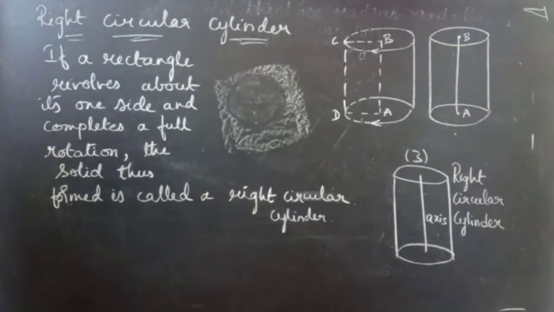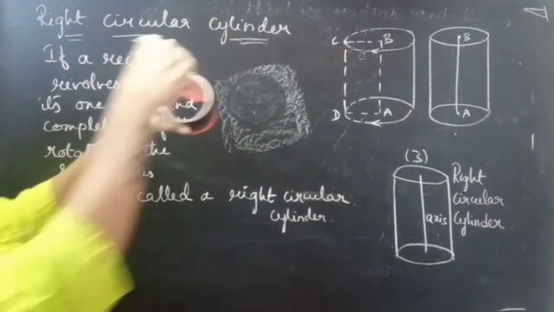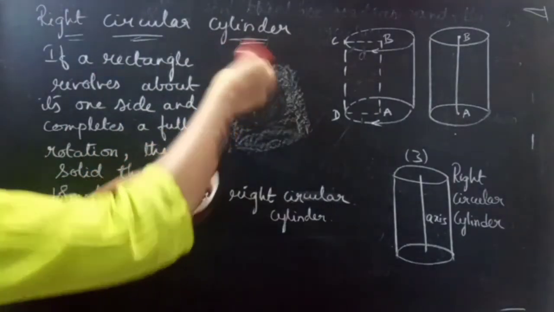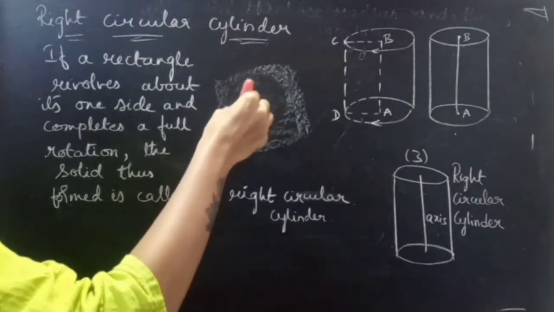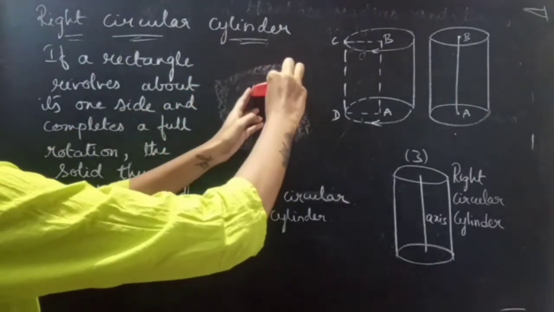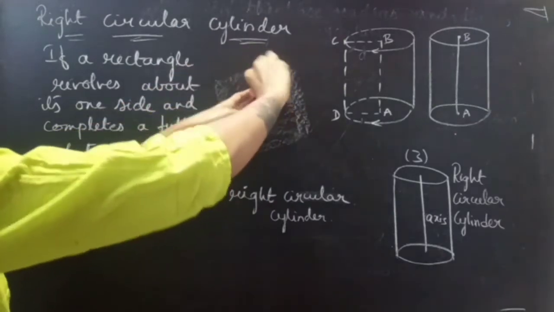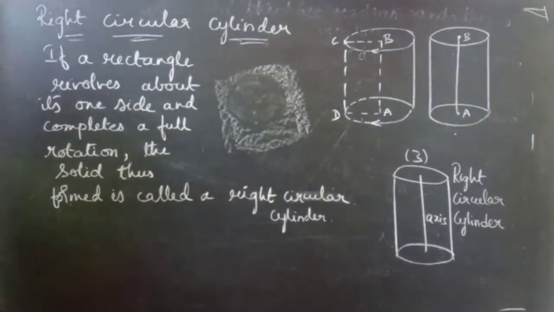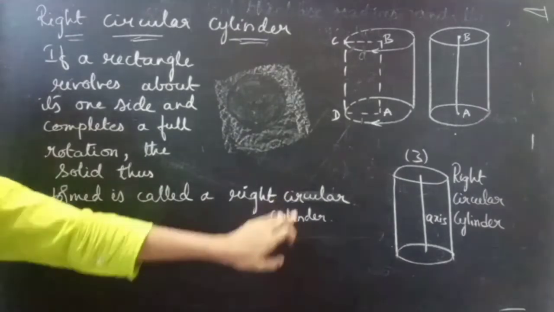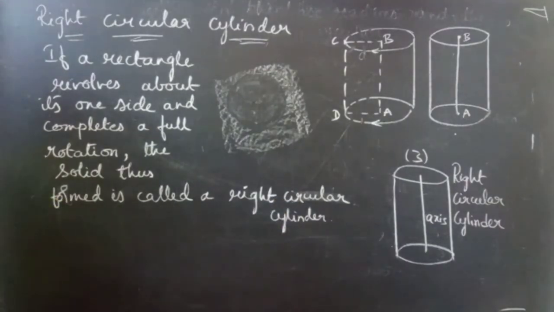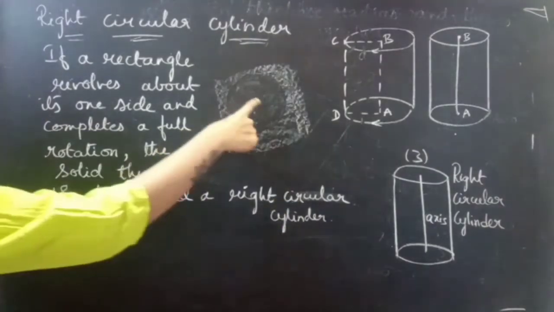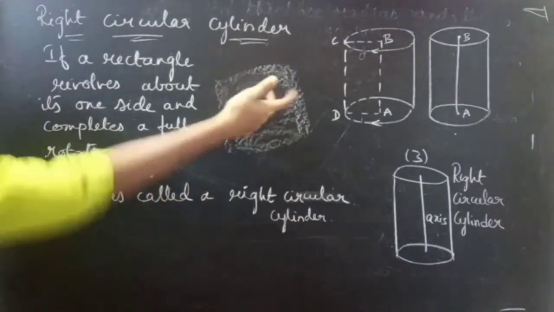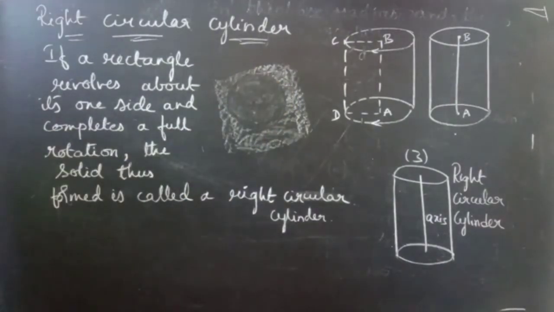Okay, if you take any rectangle and rotate it about one side, then it forms a cylinder, right? It forms a cylinder whose base is exactly perpendicular to the axis. Okay, such a cylinder is called a right circular cylinder. So here we are able to form only the base, the circular base.